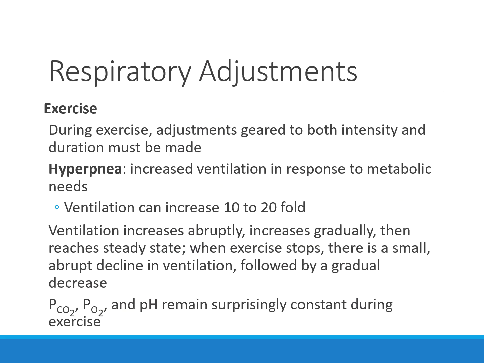What about respiratory adjustments? When you exercise, we have to make adjustments on both the intensity and the duration. So hyperpnea is increased ventilation in response to metabolic needs. So ventilation can increase 10 to 20 fold. Ventilation increases abruptly, then increases gradually, then reaches a steady state, and then when the exercise stops, there's a small abrupt decline in ventilation followed by a gradual decrease. So carbon dioxide, oxygen, and pH remain relatively constant during exercise because you're breathing more and blowing off the excess carbon dioxide, and you're inhaling more oxygen.